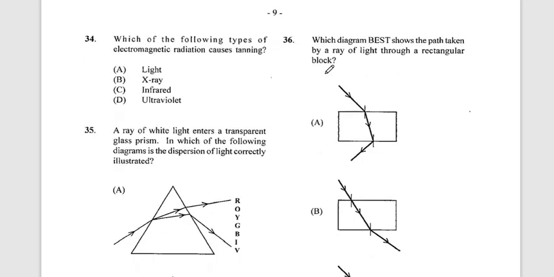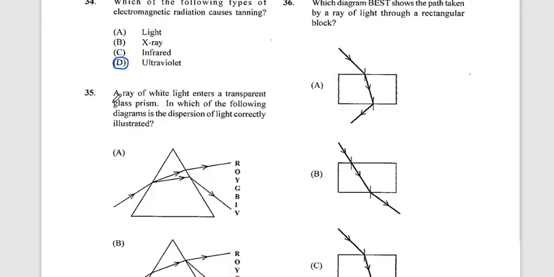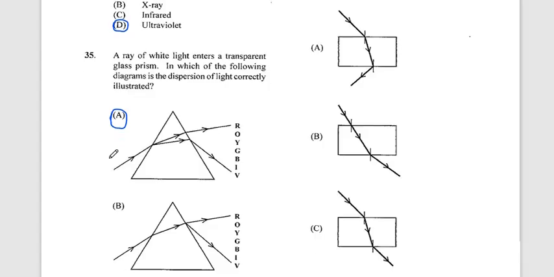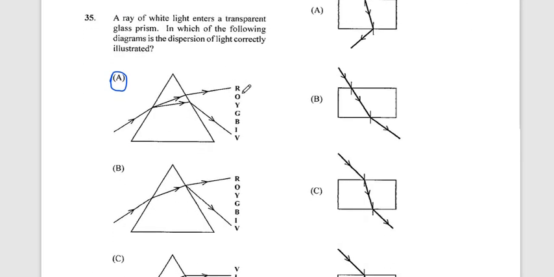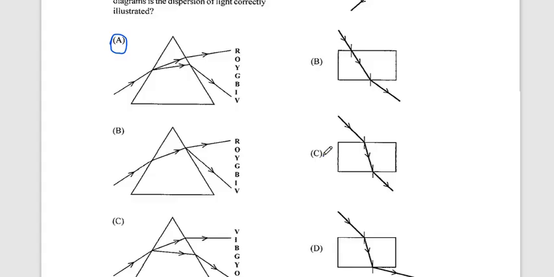34. Which of the following types of electromagnetic radiation causes tanning? D. Ultraviolet. 35. A ray of white light enters a transparent glass prism. In which of the following diagrams is dispersion of light correctly illustrated? A. 36. Which diagram best shows the path taken by a ray of light through a rectangular block? C.